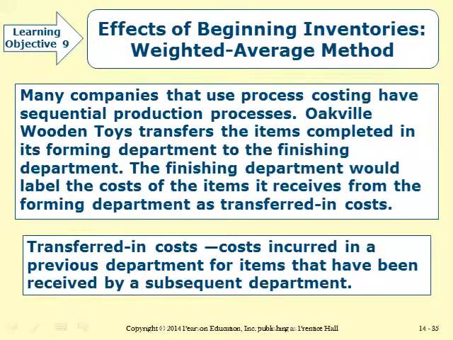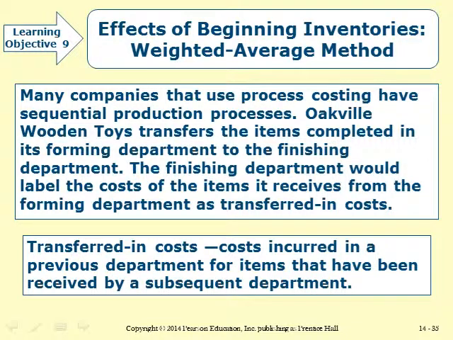Many companies that use process costing have sequential production processes. That is, step A occurs, step A is completed, and the product moves to step B, and then step B is completed, and the product moves on, so it's sequential. For example, Oakwood Wooden Toys transfers the items completed in its forming department to the finishing department. The finishing department would label the cost of the items it receives from the forming department as transfer in cost. That is, costs incurred in a previous department for items that have been received by a subsequent department.